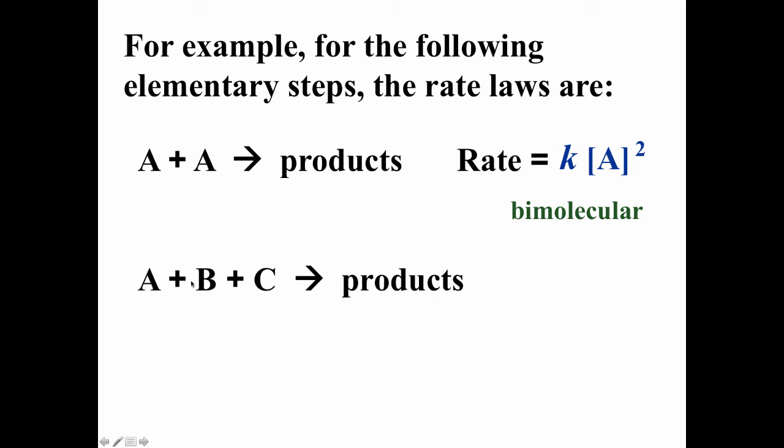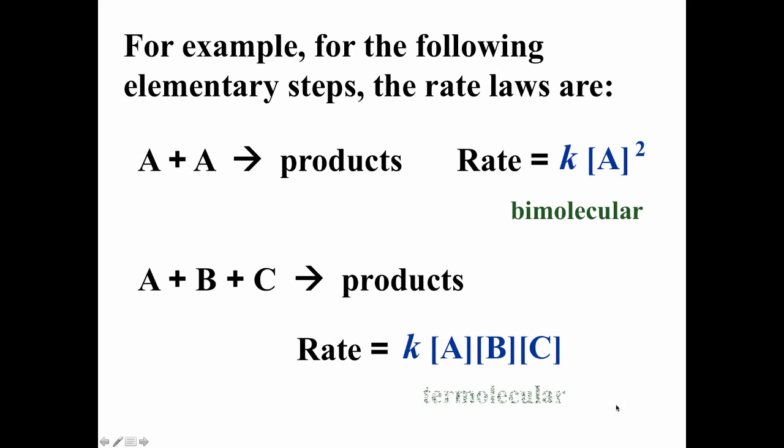And then we could have A and B and C all bump into each other and make products, and the rate for that will be proportional to A and proportional to B and proportional to C, all of those to the first power, or first order, and that's called termolecular. We have three things that are reacting with each other. And once again, very important to note, this is only true because it's an elementary step.